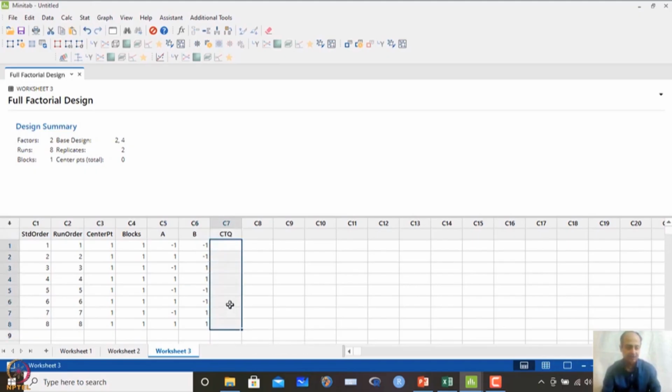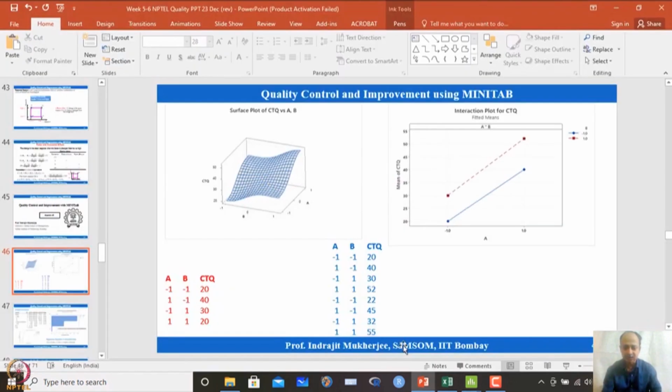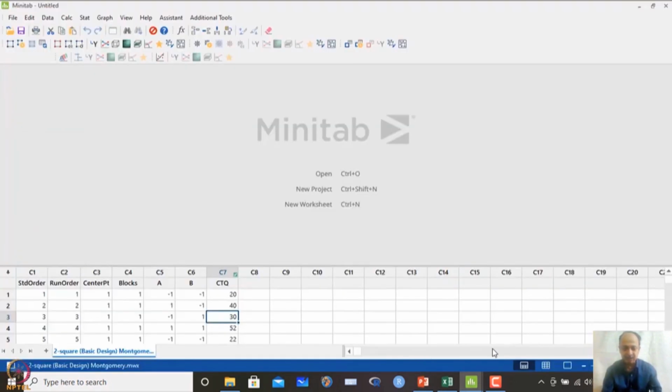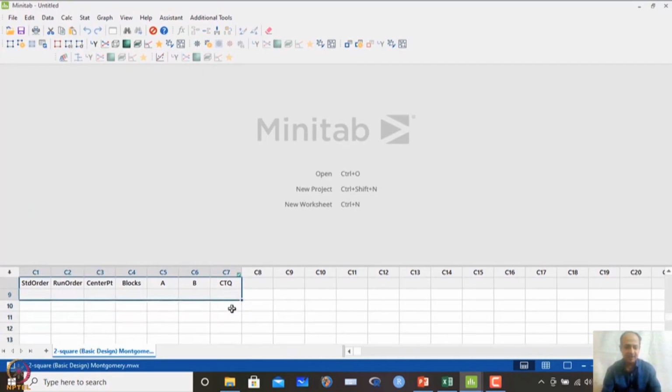So, in this case there is no problem, the design is created, then these 8 trial values we can put over here. I already have this file with me, so I do not want to replicate that and do it again. This is the data set that is given over here, and it is already created.